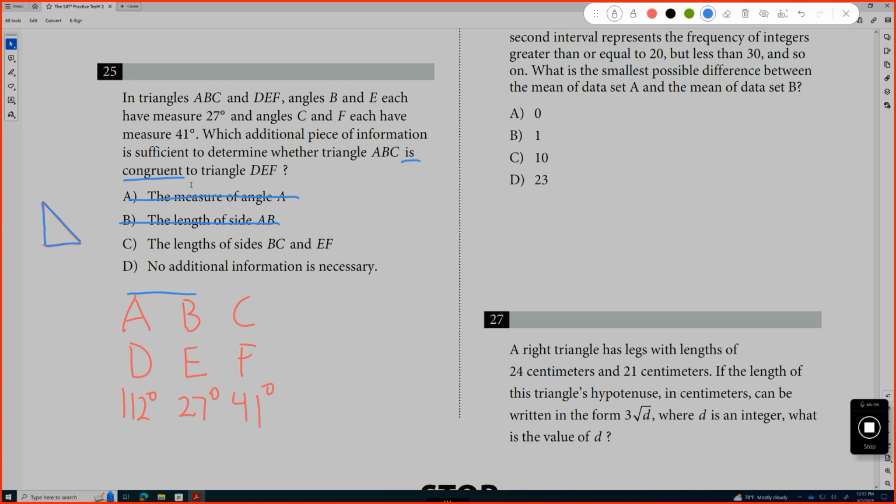So I need more information. If I have the length of BC, which is in one triangle, and I also have the length of EF, then that's all I need to find out if the triangles are congruent or similar.